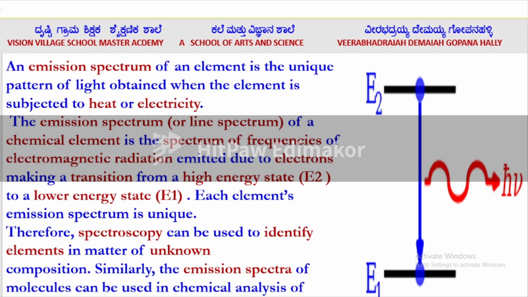What is emission spectrum? The emission spectrum of an element is a unique pattern of light obtained when the element is subjected to heat or electricity. The emission spectrum of a chemical element is the spectrum of frequencies of electromagnetic radiation emitted due to electrons making transition from high energy state to the low energy state. Therefore, spectroscopy can be used to identify elements in matter of unknown composition. Similarly, the emission spectra of molecules can be used in chemical analysis.